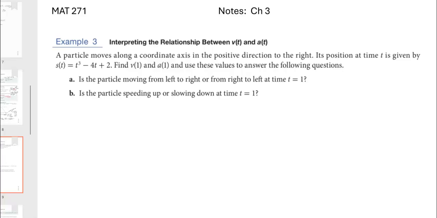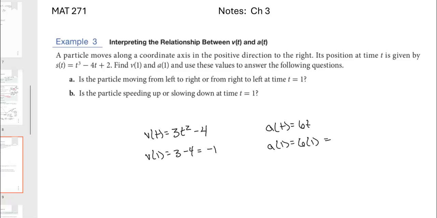Let's look at another example. A particle moves along a coordinate axis in a positive direction to the right. Its position at time t is given by s is equal to t cubed minus 4t plus 2. Find the velocity and acceleration at t equals 1 and use these values to answer the questions. So the velocity would be 3t squared minus 4. And if we were to plug a 1 in, we're going to get negative 1. Acceleration is the derivative of velocity. And if we plug in 1, we know the acceleration at time 1.